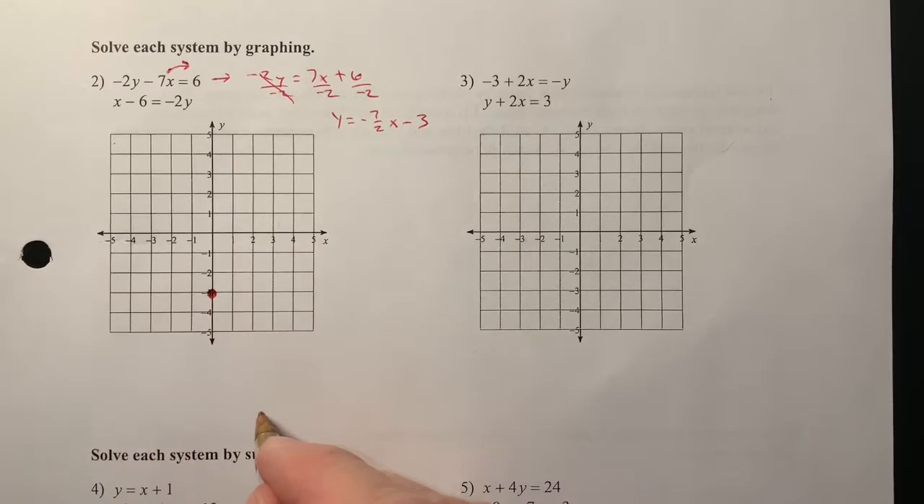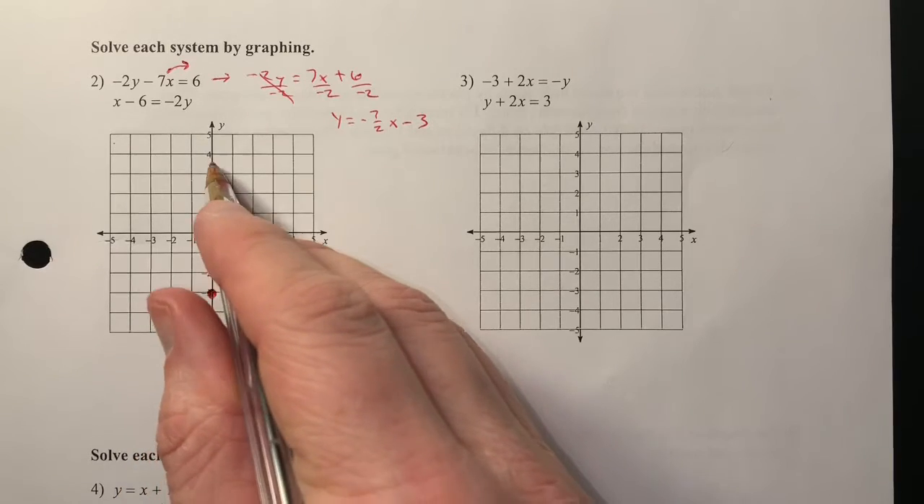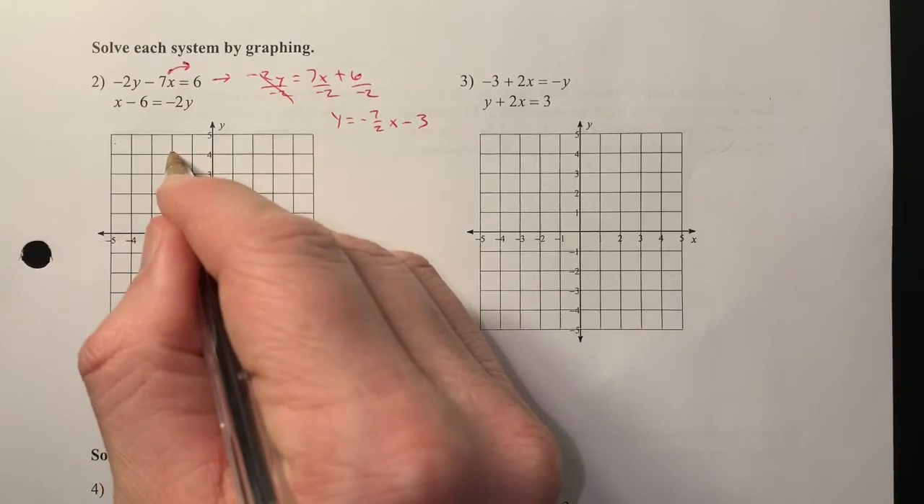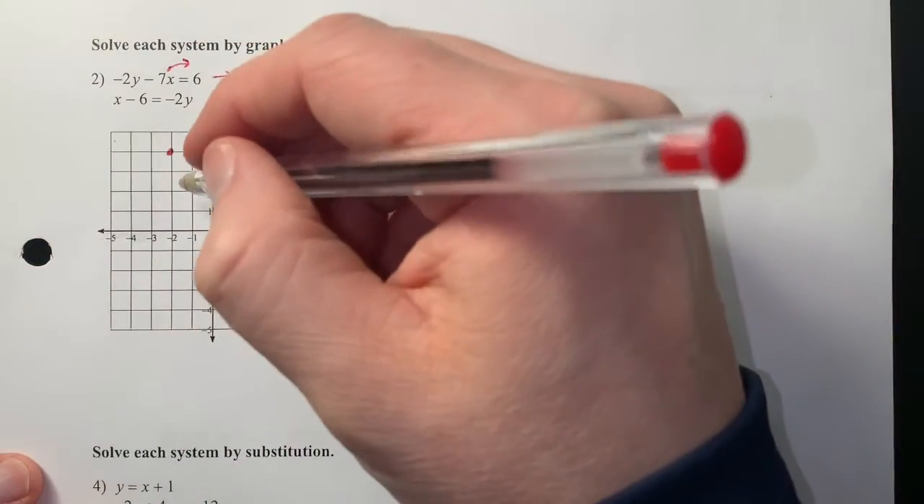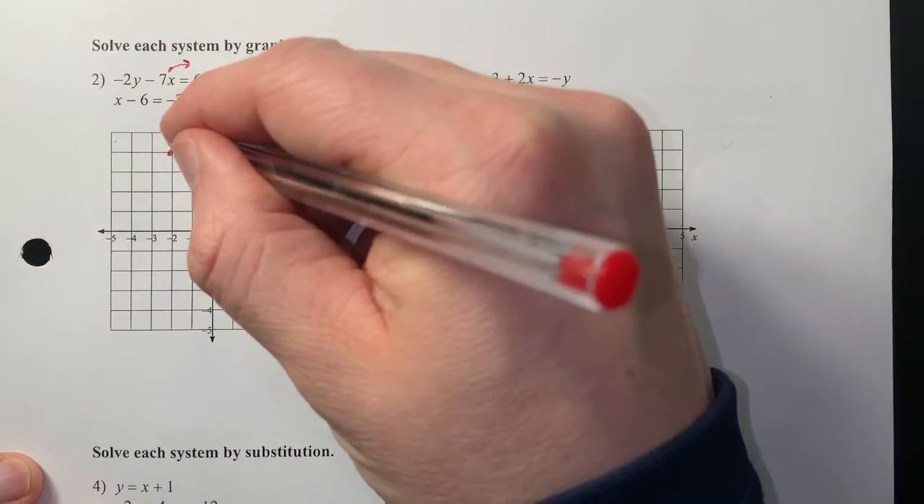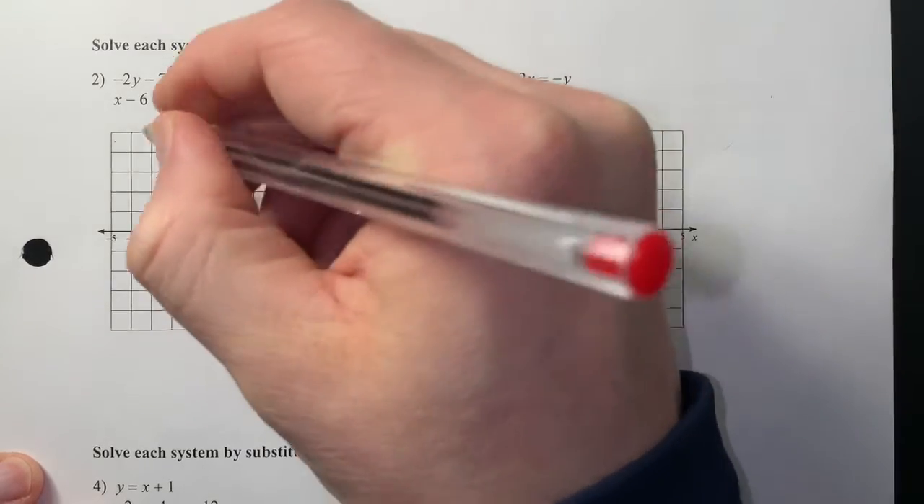So that's down 7, right 2, but that's not going to fit. So I'll go up 7 and left 2, and that's right there. Okay, so those are the only 2 points I'm going to fit on this graph. So it's going to look about like that.